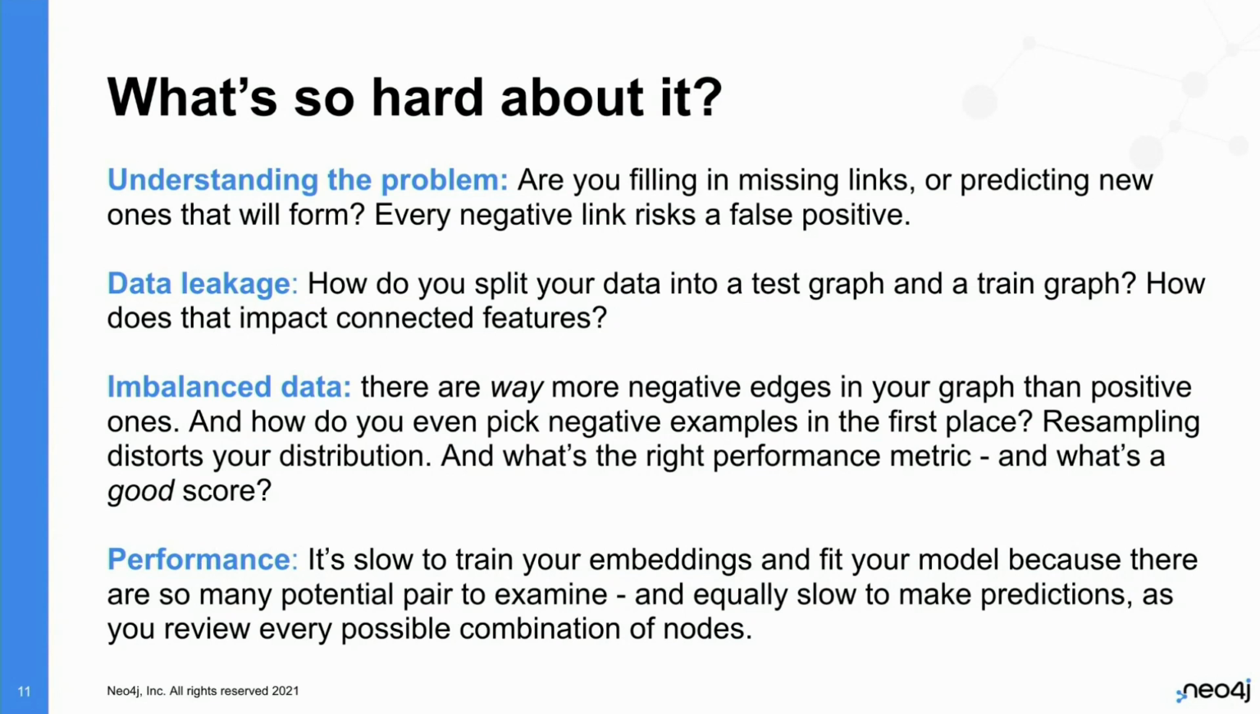And finally, you're like, cool, I figured all those things out, I'm ready to go. There's kind of this footnote that performance is tricky with link prediction because you're training embeddings on connected data. You need to fit a model to all of these potential pairs, right? I said you've got every relationship in your graph that exists, and every relationship that doesn't exist is a negative example. And then when you're making predictions about what's going to form next, you're basically applying that model to every pair of nodes in your graph. So it's computationally expensive, and that's something to think about.